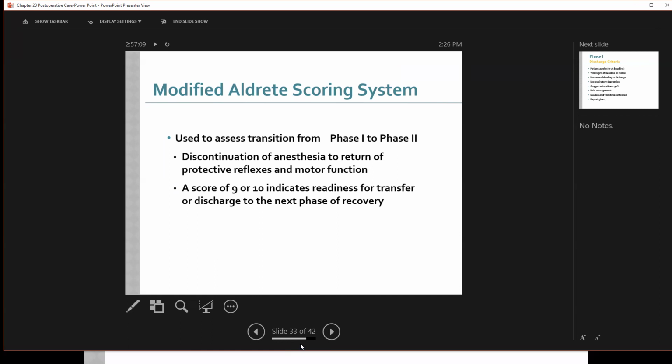The modified Aldrete scoring system or other forms of post-anesthesia scoring systems may be used to determine the patient's readiness to transition from phase 1 to phase 2. It is a modification of the APGAR scoring system used with newborns. It has since been modified to more critically evaluate the patient's oxygenation status, hence the word modified. The modified Aldrete scoring system takes into consideration the patient's consciousness, activity level, respirations, oxygenation, and circulation status. And a score of 9 to 10 indicates readiness for transfer.